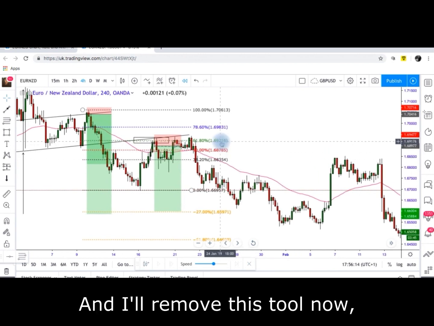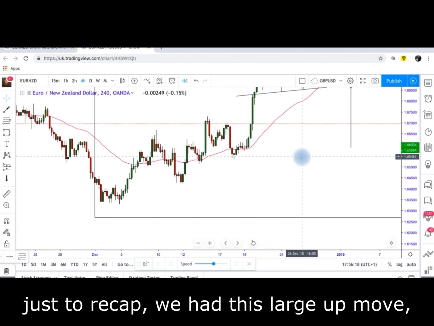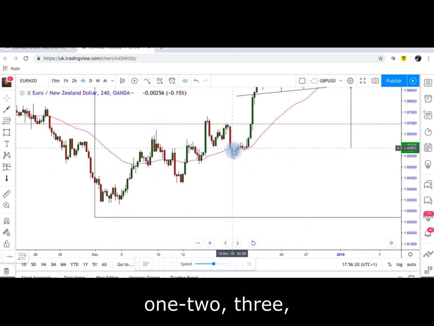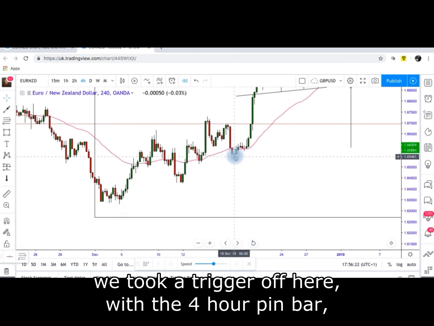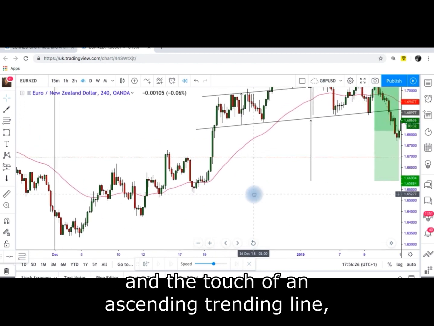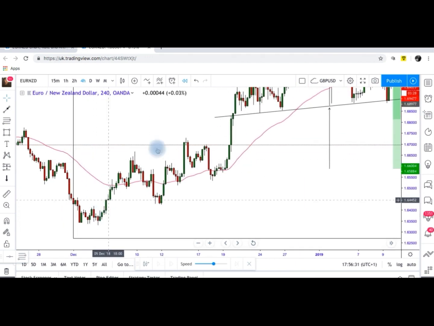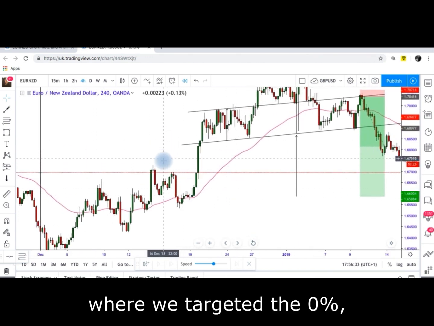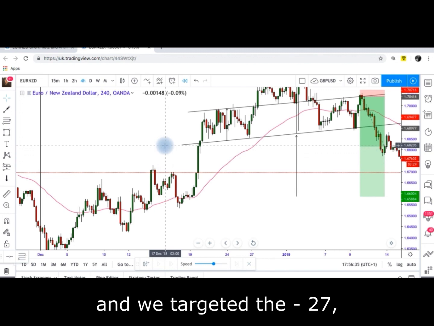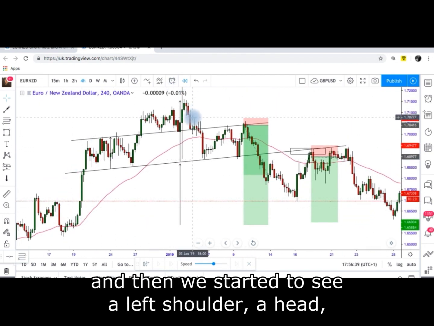I'm going to remove this tool now, just neaten things up a little bit. So just to recap, we had this large up move. 1, 2, 3. We took a trigger off here of the 4 hour pin bar, which was also the 61.8 and the touch of an ascending trend line. We had a massive risk to reward here, where we targeted the 0%, then we targeted the minus 27, and then the minus 618. And then we started to see a left shoulder ahead.